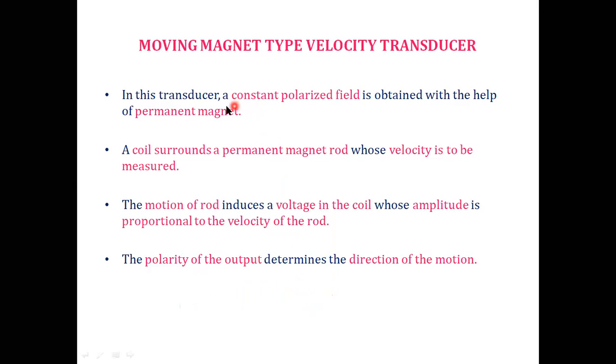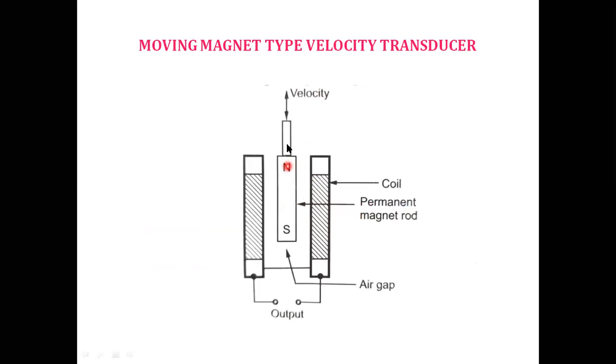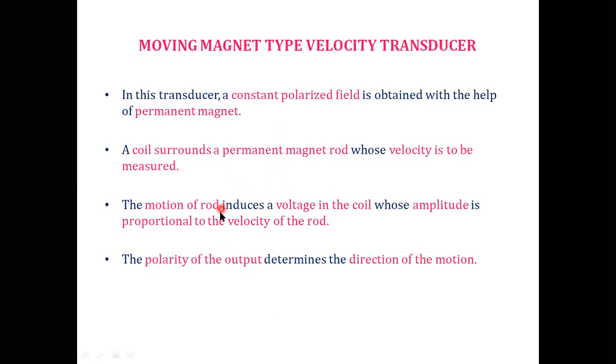In this transducer, a constant polarized field is obtained with the help of a permanent magnet. A coil surrounds the permanent magnetic rod whose velocity is to be measured. Motion of the rod induces a voltage in the coil whose amplitude is proportional to the velocity of the rod. The polarity of the output determines the direction of the motion.